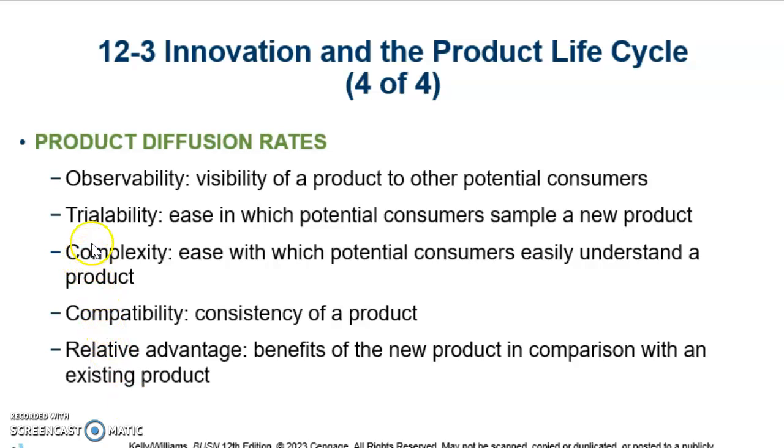Complexity. How difficult is the product to figure out for the consumer? If a product confuses people or if they find it hard to explain to others, adoption rates will slow. Compatibility. Does the new product fit in with the existing practices and technologies, or will it be new to consumers? And then relative advantage is how much additional benefit will consumers receive from the new product. So it should have better benefits than the existing product.